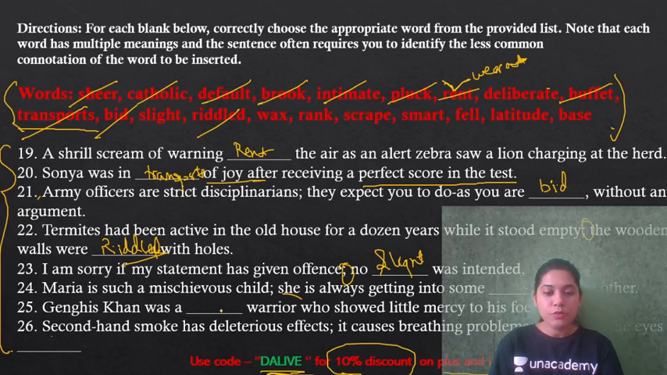So Mara is such a mischievous child. She's always getting into some scrape or the other. Scrape or the other. It means trouble. Okay. Now next question.